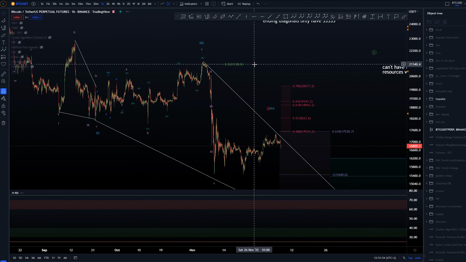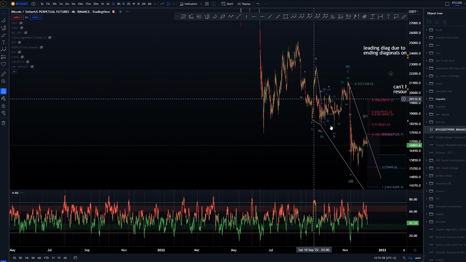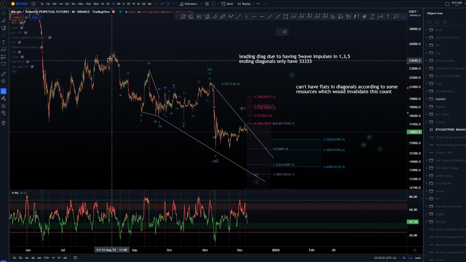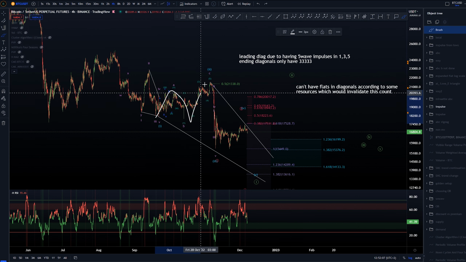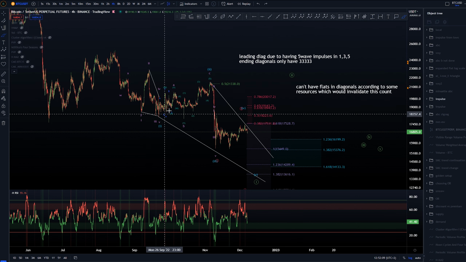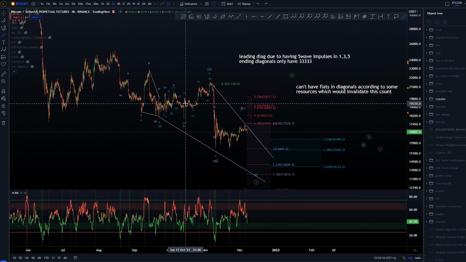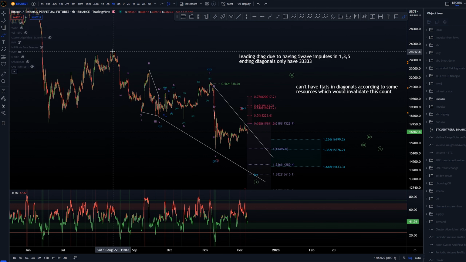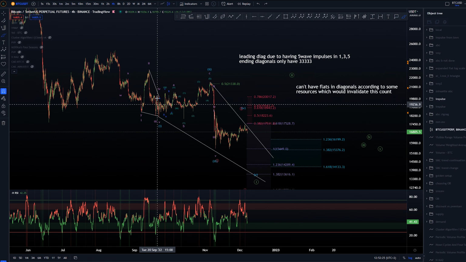I was introducing this count previously where we had, let's go 4 hour, should be doing fine. I was introducing this count where we had this as a wave 1. Unfortunately, we can't have expanded flats or any kind of flats in diagonals. That's a rule, especially mentioned on some of the resources that I follow, so I don't really consider this possible anymore.